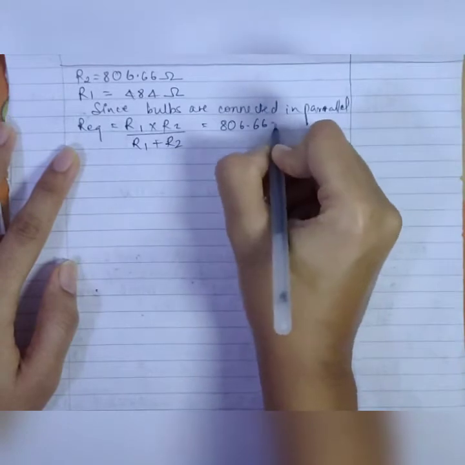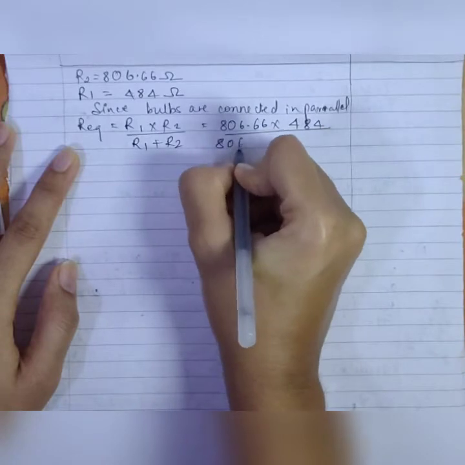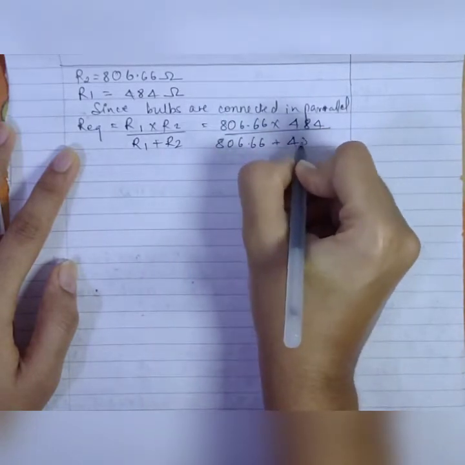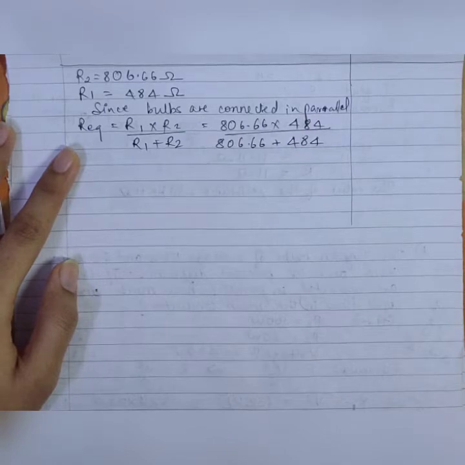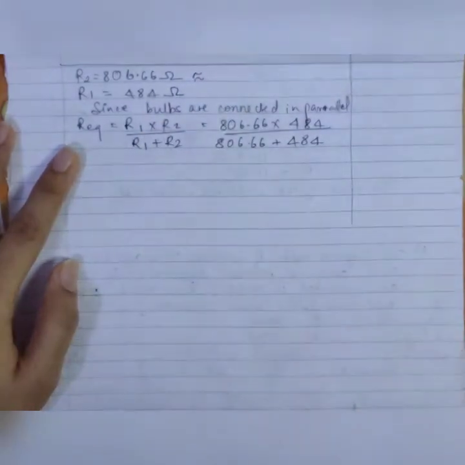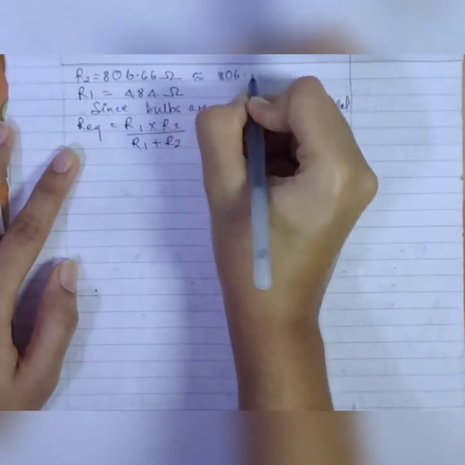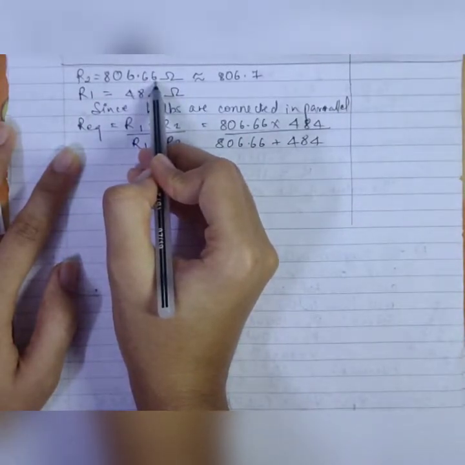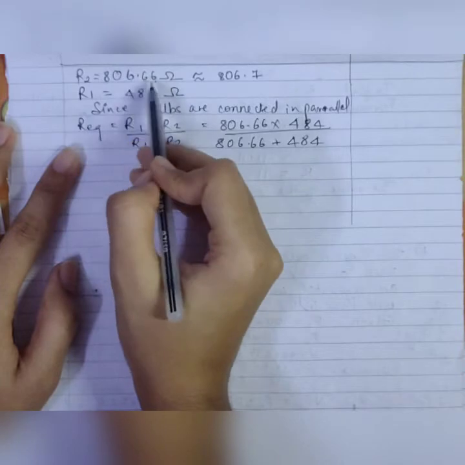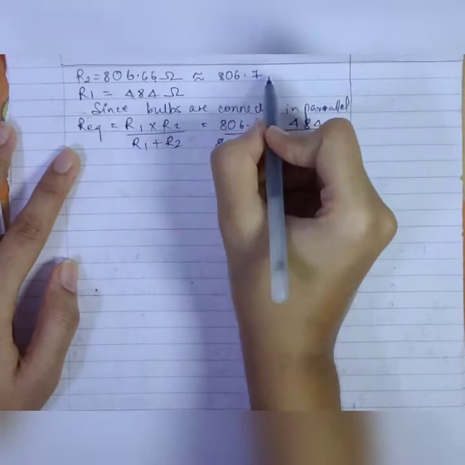806.66 into R2 is 484 upon 806.66 plus 484. Now, what will happen when I multiply my 806.66? I can round off this part to make my calculations easy, to 806.7. Why? Because the digit ahead is 5 or more, so when rounding off, the 6 will become 7. So the result of rounding off will be this.